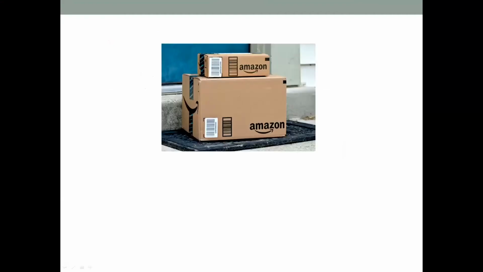And so, I want to liken this a bit to the current way people shop.